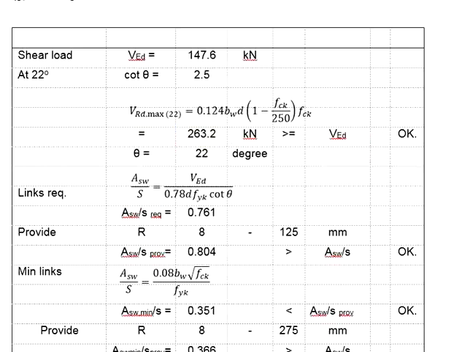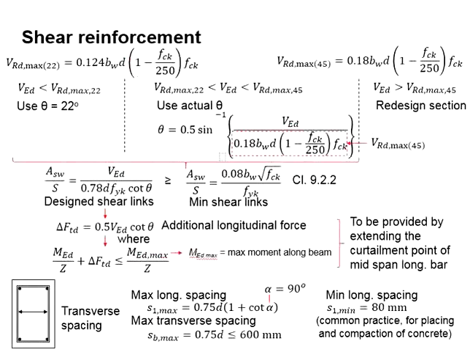The shear resistance at 22 degrees, which is 263.2 kN, is greater than the shear load, 147.6 kN. That means the shear angle will be less than 22 degrees. Since the principle here is, when the shear angle is less than 22 degrees, we will assume that the shear angle is 22 degrees. In other words, this equation is used to determine whether the shear angle is less than 22 degrees or more than 22 degrees.